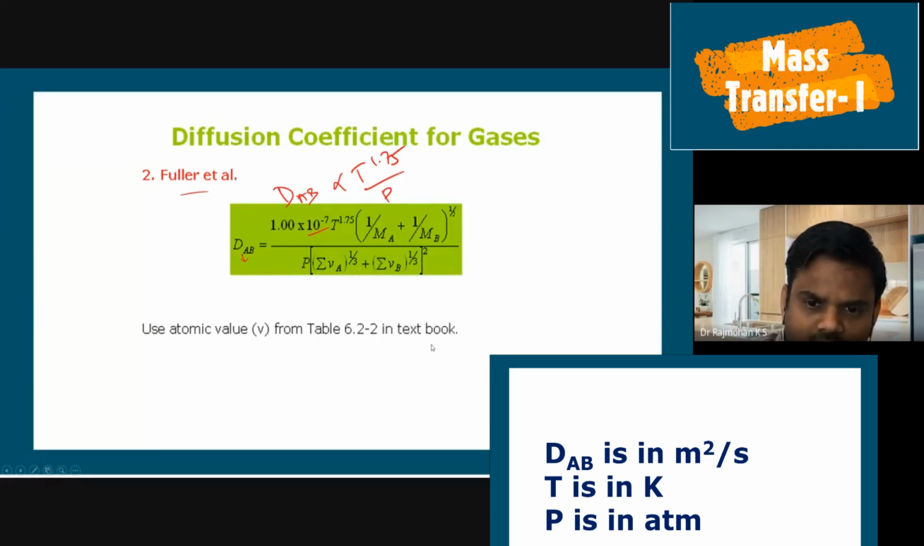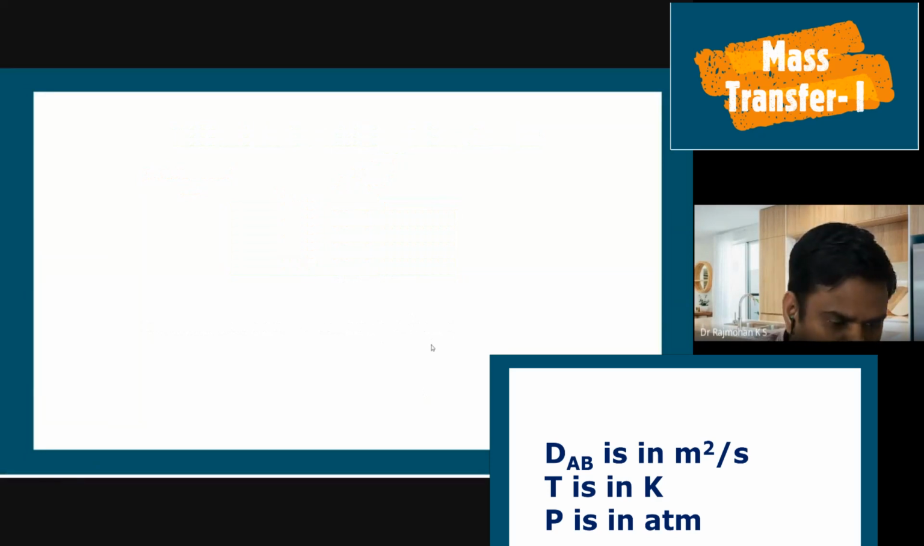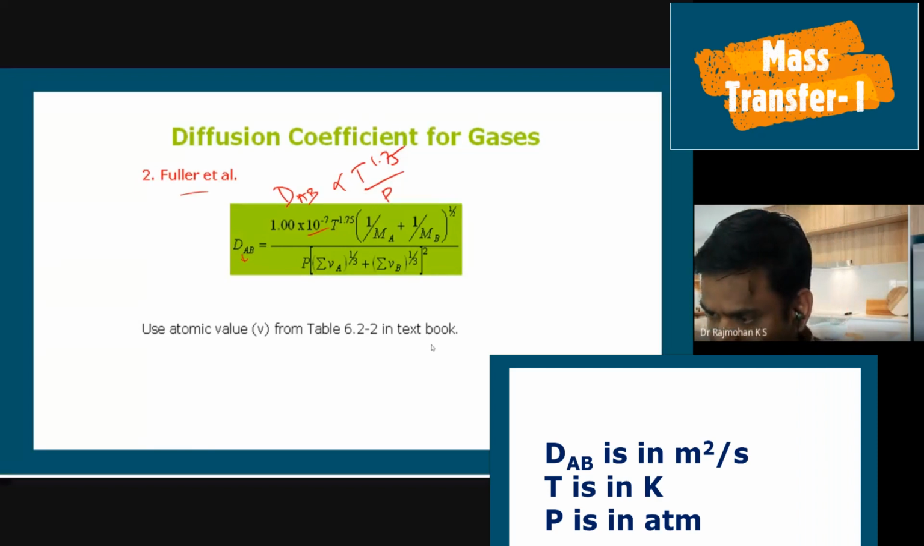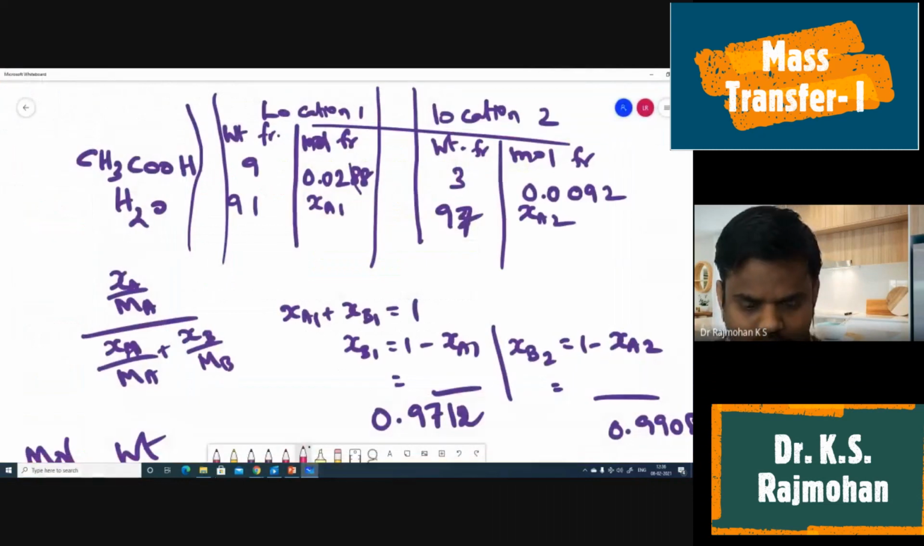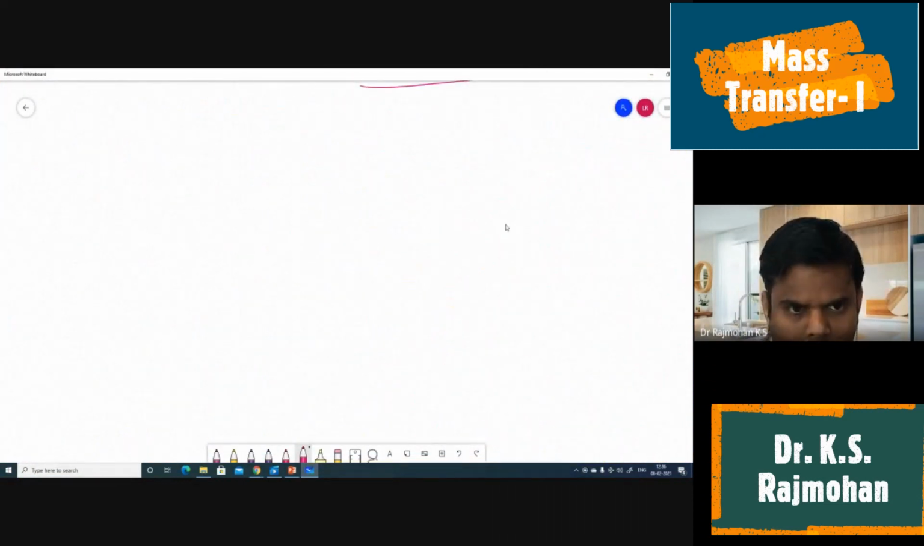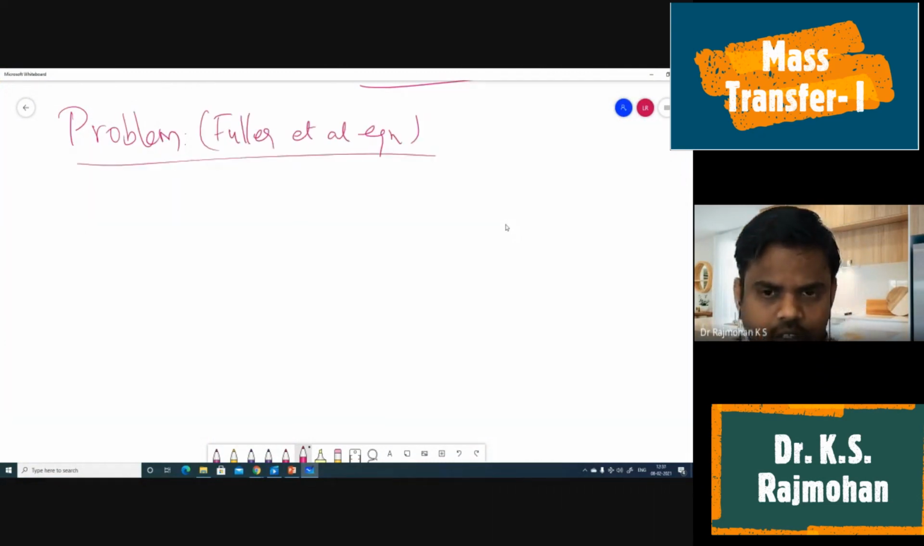So we will do a numerical using this Fuller et al equation. If you have not attended the previous class, please note down this formula. We will do a problem using the Fuller et al equation.